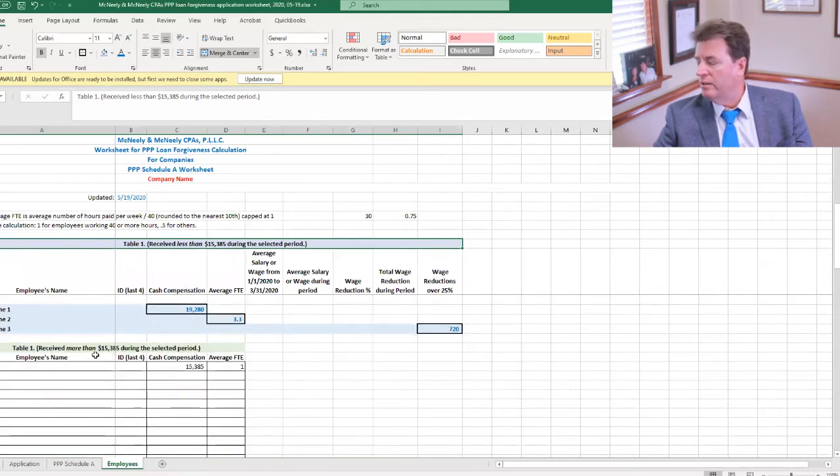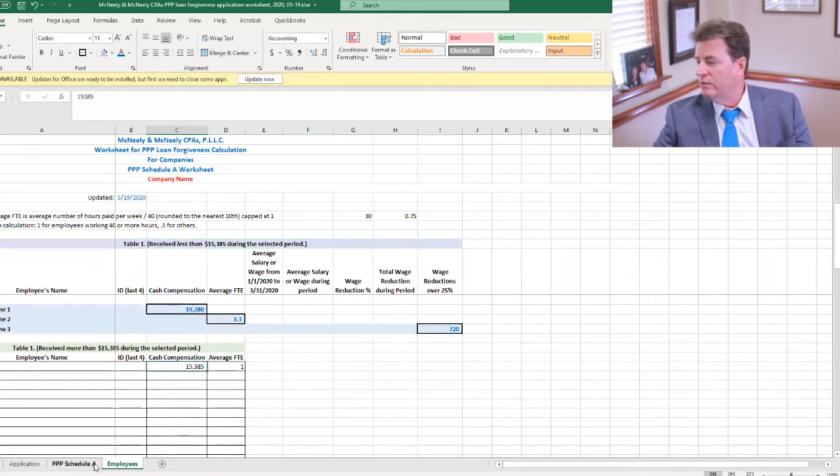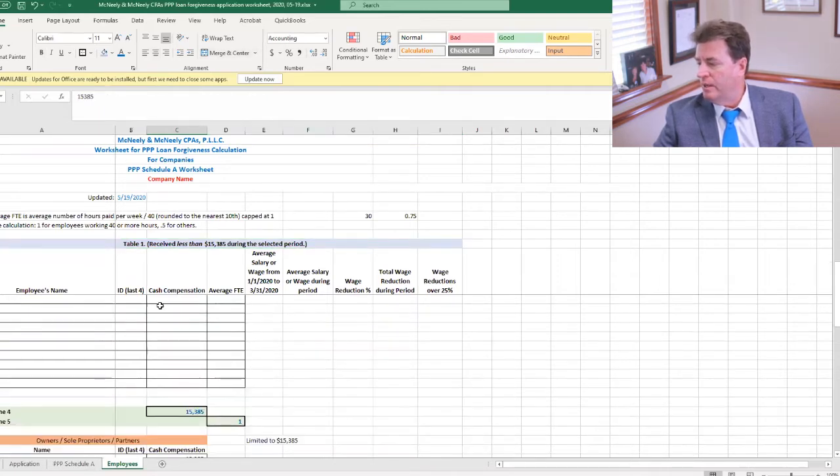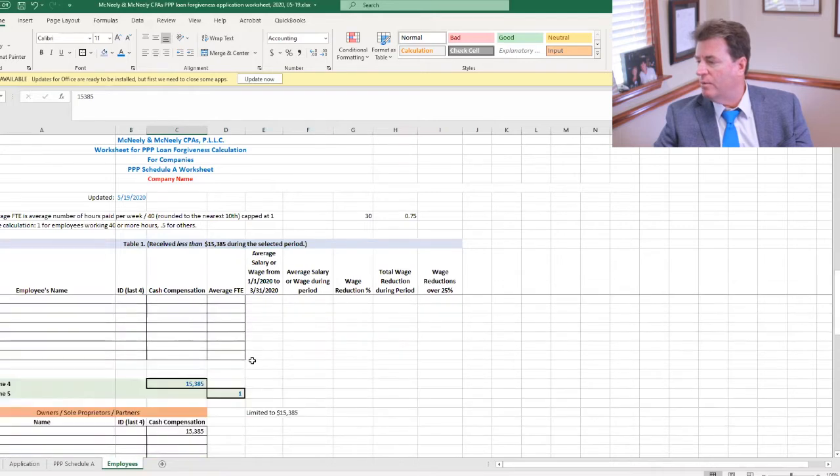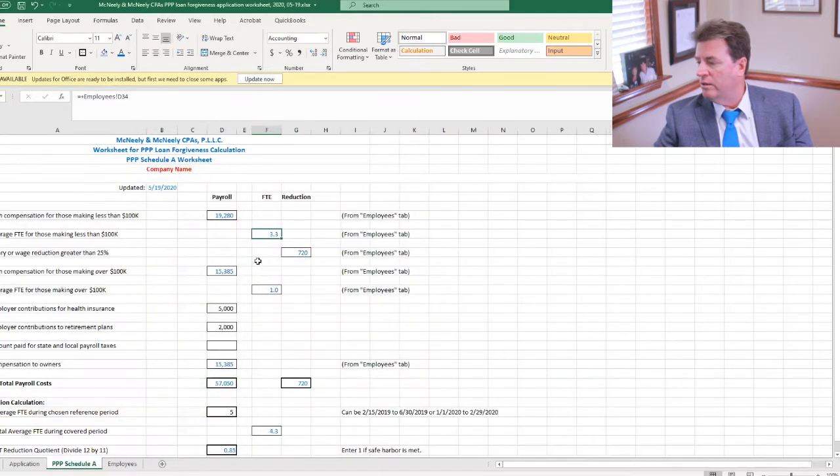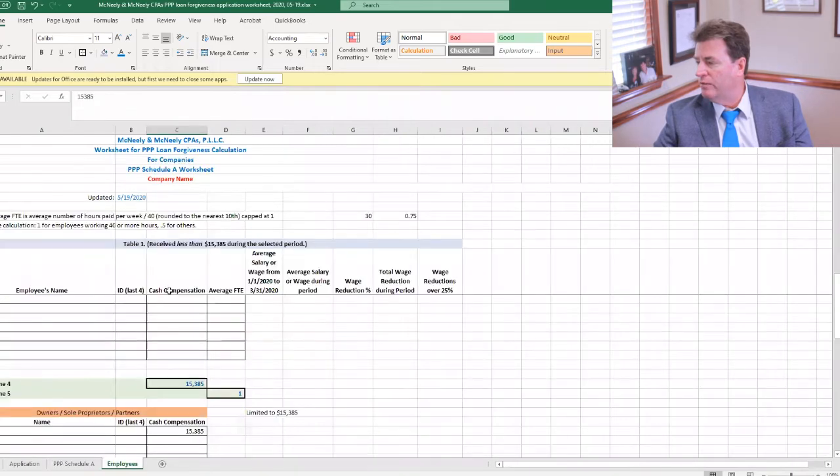Then we go down here, and we have a manager who made more than that, so we capped him at the cap. And we add that in, we total that up for our people that make more than 100K a year. And we put that over here, and that adds here, and their full-time equivalency. So we had one manager, we had 3.3 other folks.